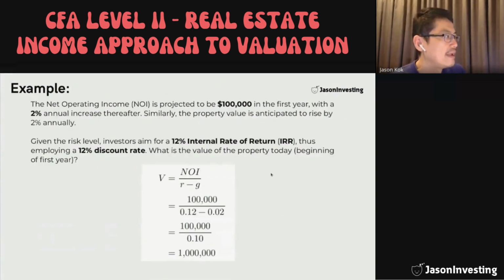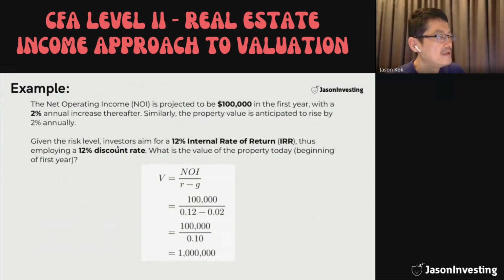Let us look at an example. The NOI is projected to be 100,000 in the first year, with a 2% annual increase thereafter. Similarly, the property value is anticipated to rise by 2% annually. So what is this saying? The reason for saying that the property value rises the same as the NOI is because if all else remains the same, and NOI increases by 2%, the property value will also increase by 2%. So this is just indirectly saying that all other factors remain constant.